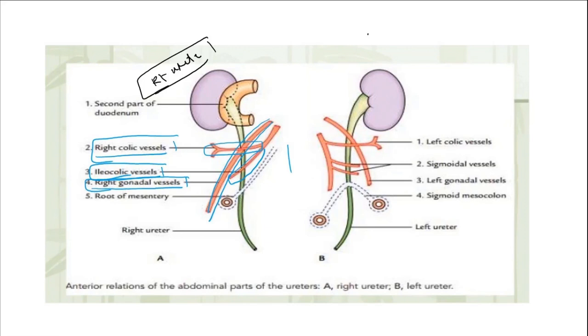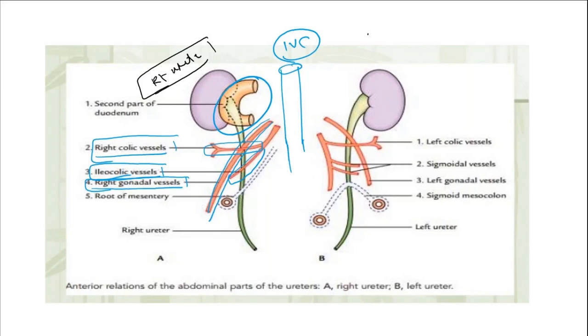So if we go over relationship of ureter again, at its origin, it is covered by duodenum. It is present lateral to inferior vena cava, and then it crosses common iliac artery at its bifurcation, and it also crosses right colic vessel, ileocolic vessel, right gonadal vessel. And you can see that the right ureter is running behind these vessels.